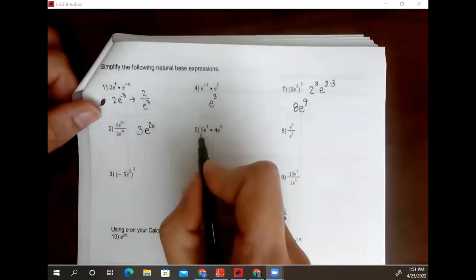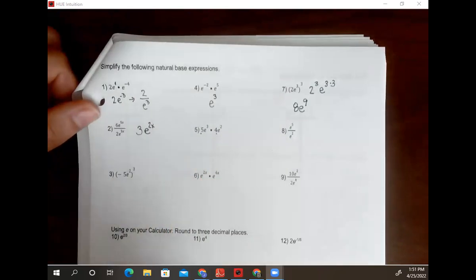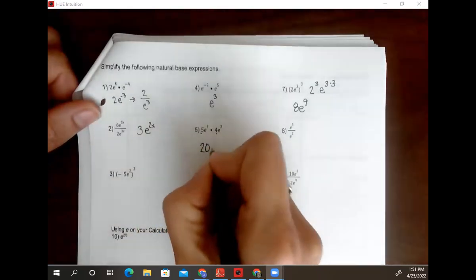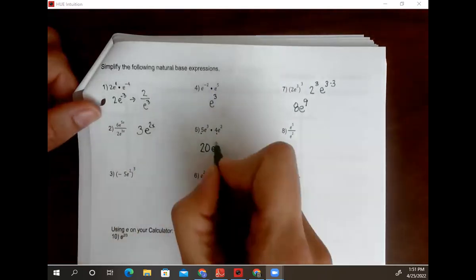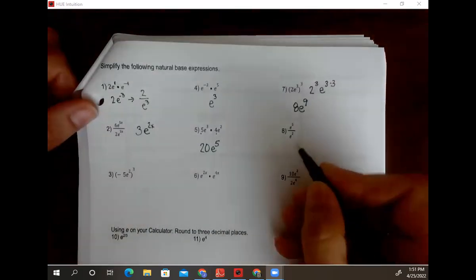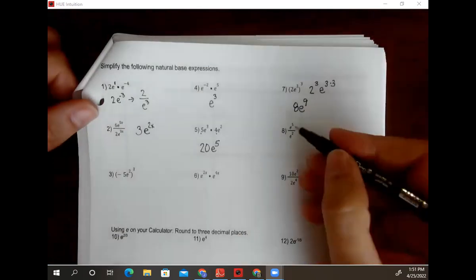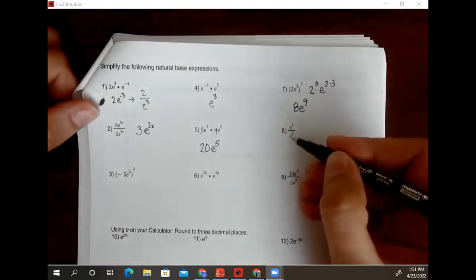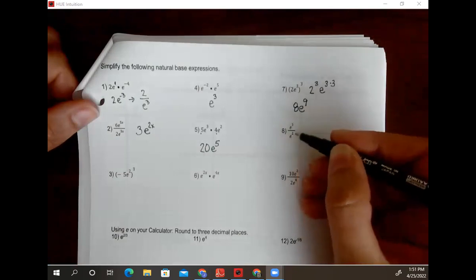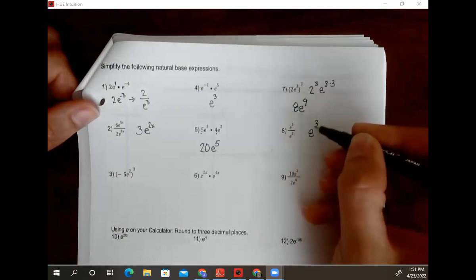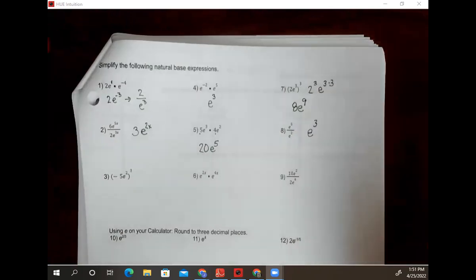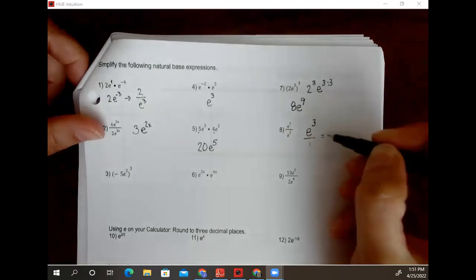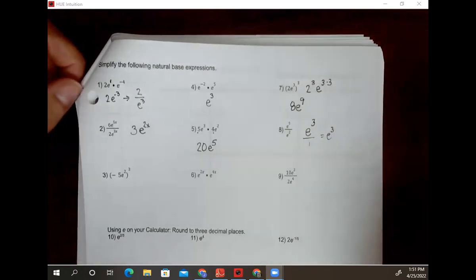For number 5, I'm going to start by multiplying those coefficients there. 5 times 4 is 20. And then for my e's, since I'm multiplying things that have the same base, we add their exponents. So that would be e to the 5th, 20e to the 5th. Number 8, similar to number 2, I've got e to the 5th divided by e squared, subtract their exponents. Big minus little would give me e cubed. 5 minus 2 is 3. And then this would stick on top. So I could write this as over 1 or just e cubed here.